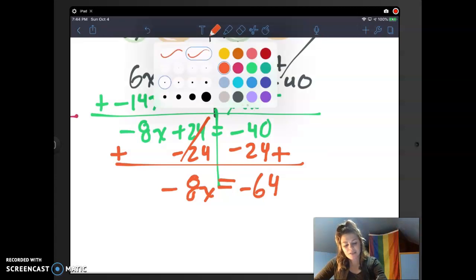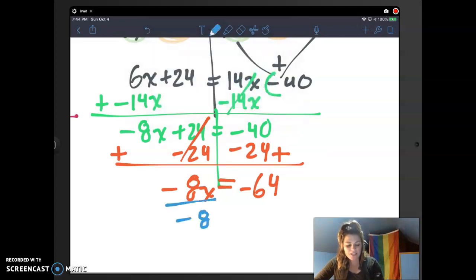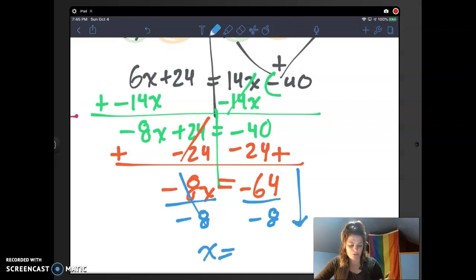Last, divide by the number that's in front of the x. So divide by the -8, and x is equal to, when you divide top to bottom, you get +8.